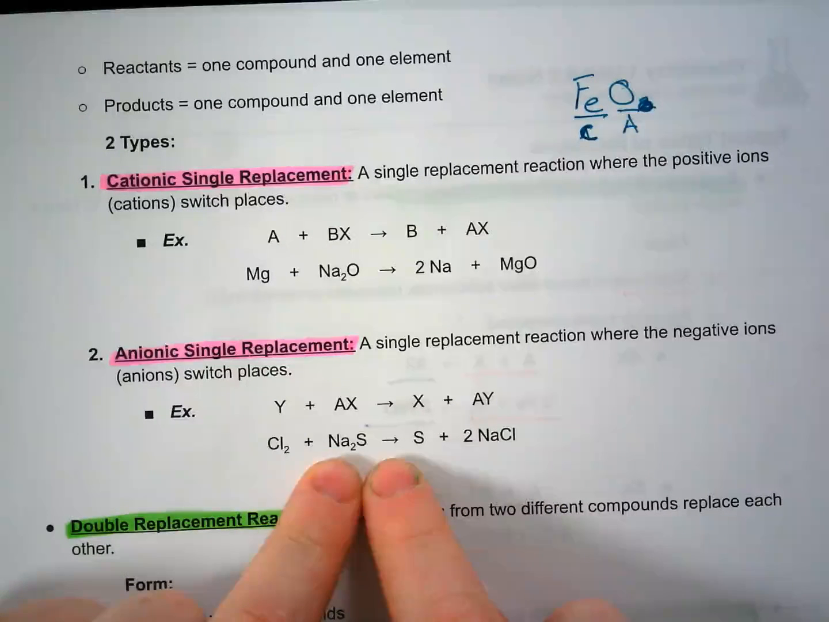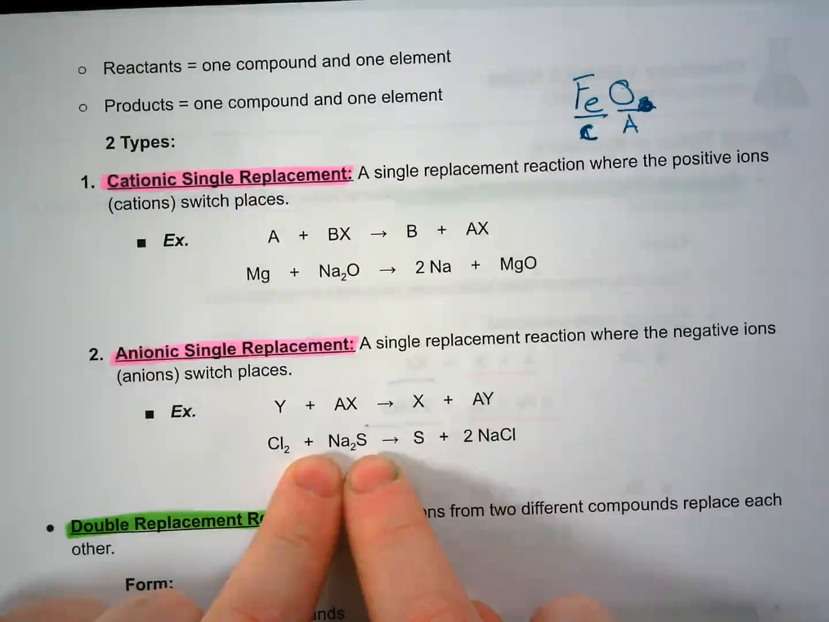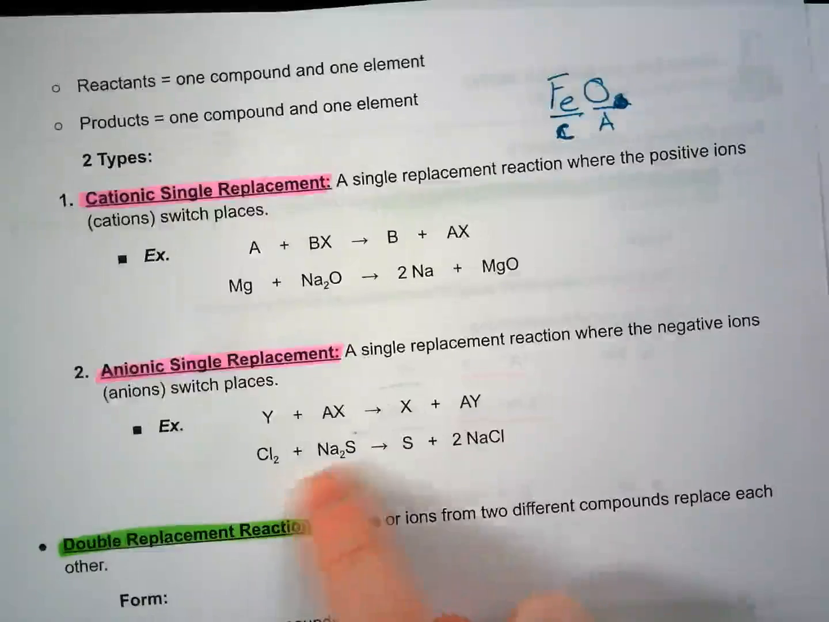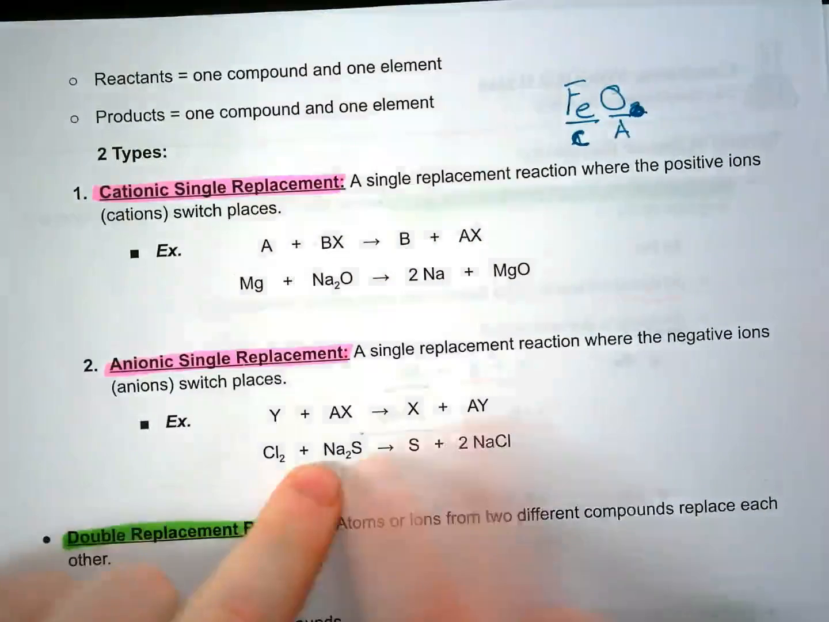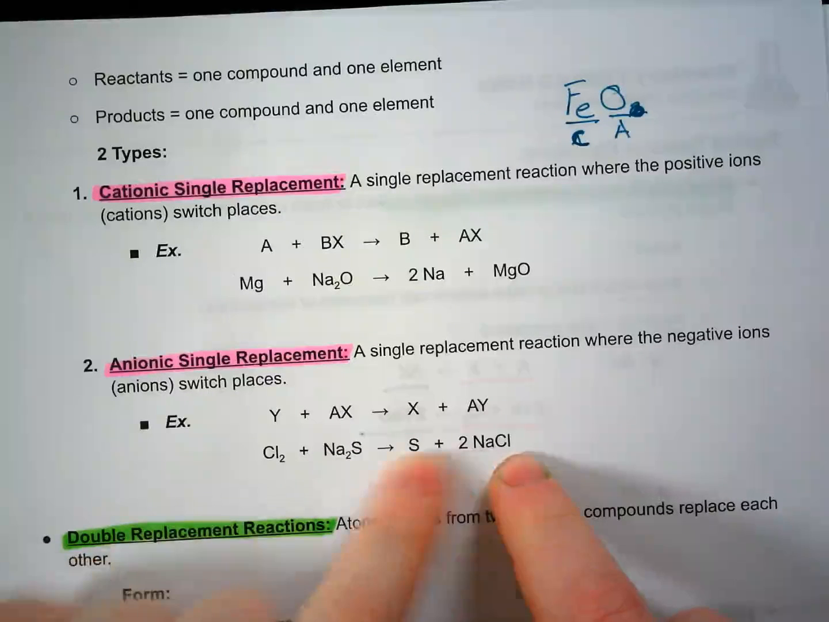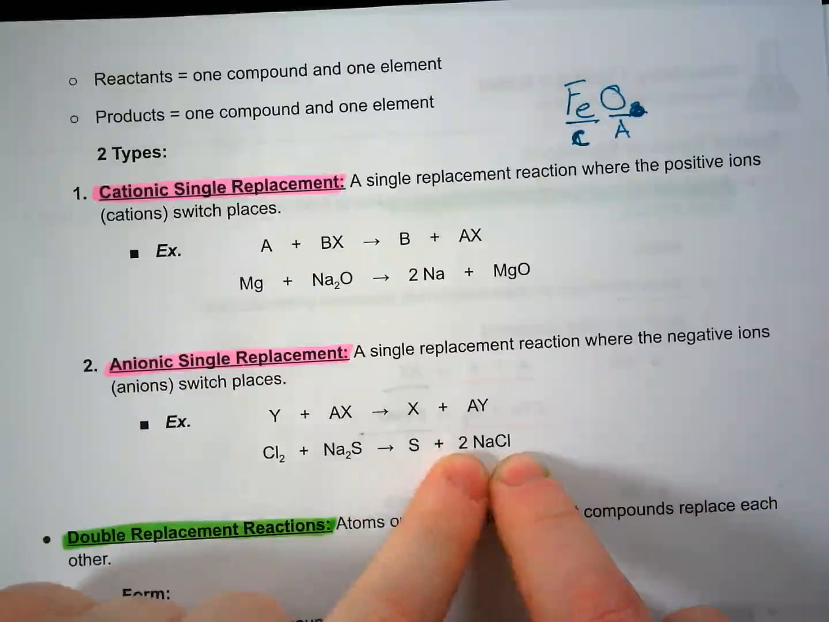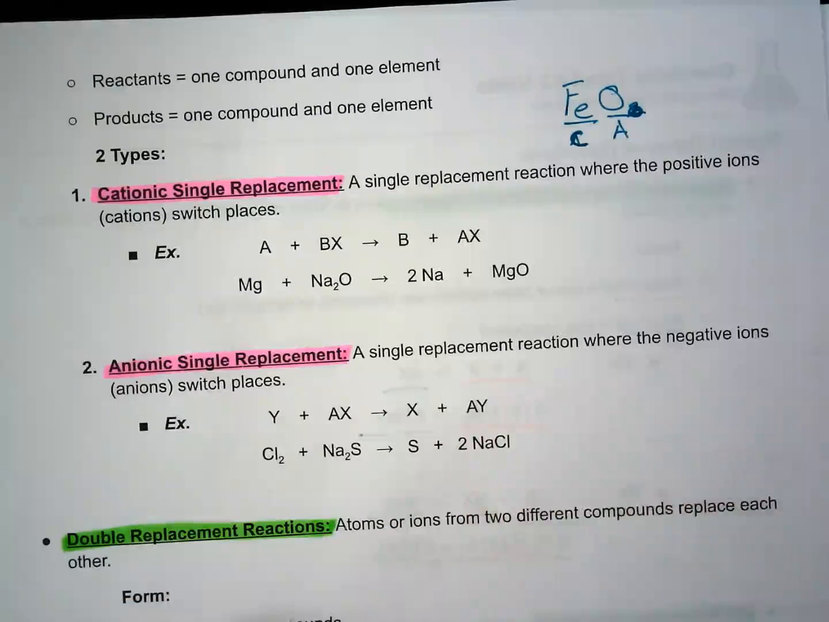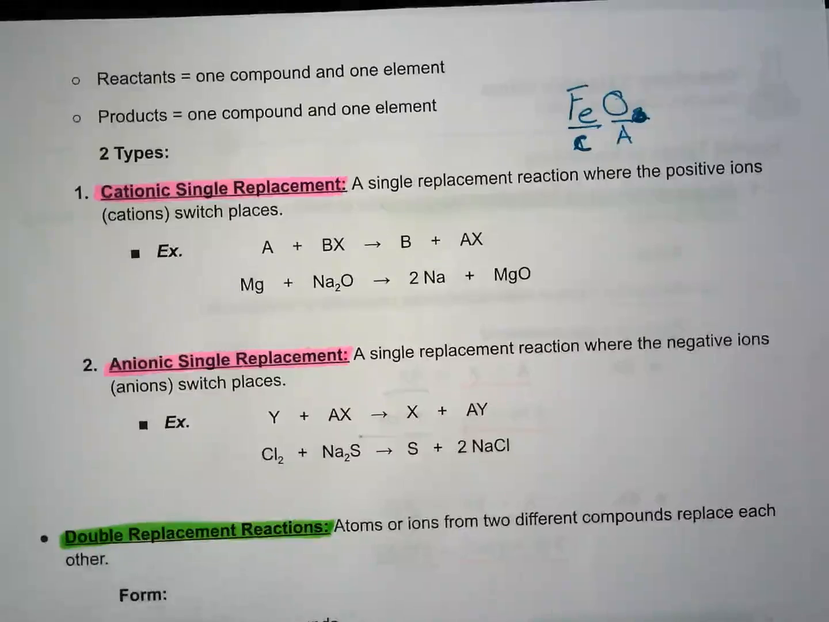But notice who gets bumped out. So in the compound here, we've got sodium sulfide. Chlorine gas comes in and boots sulfur out. He's like, nah, man, that's my boo, and he boots out sulfur, and then he takes the spot. But it's the second spot, so it's an anionic spot, meaning it's an anionic single replacement.